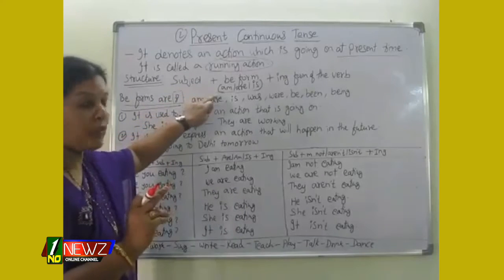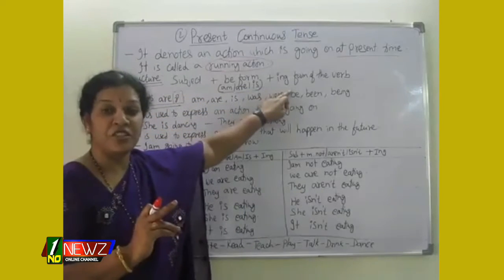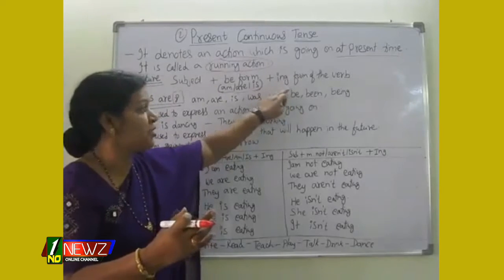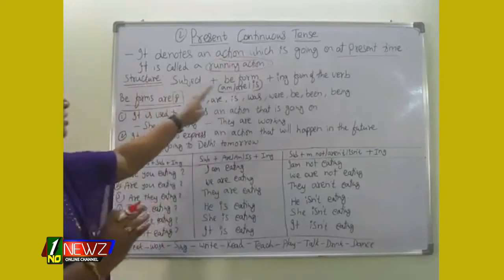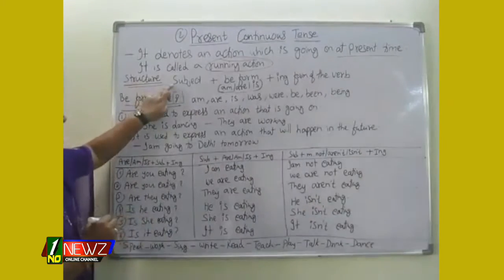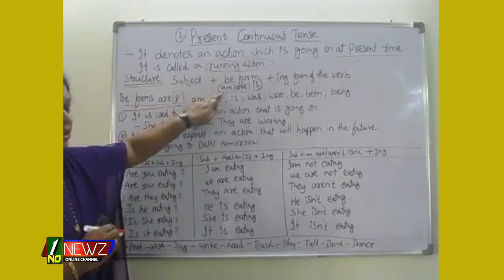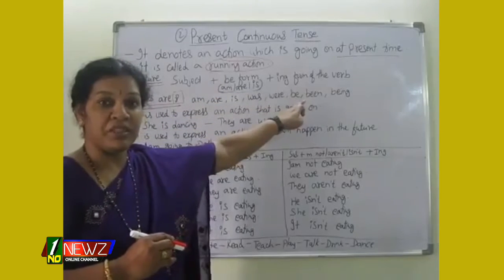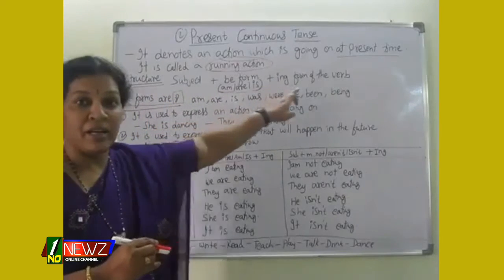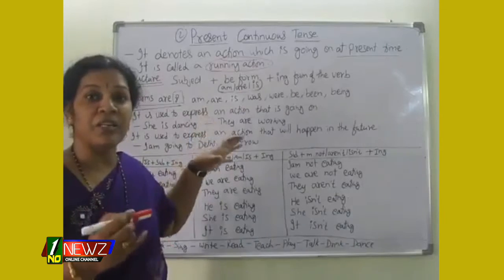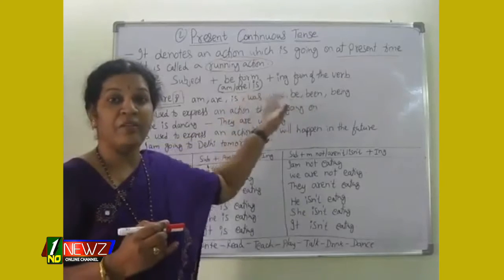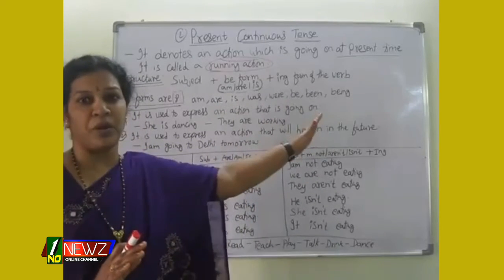Subject plus be form of am, are, is plus ing. Eating, doing, cracking, anything, ing form of the verb that we can take. So with this we can structure a sentence. Say, I am eating. I is here subject. Am, be form is am. Ing form is eating. I am writing. I is subject. Am writing. He is working. Subject is he. Is working. Like this we can frame some sentences based on this formula only.